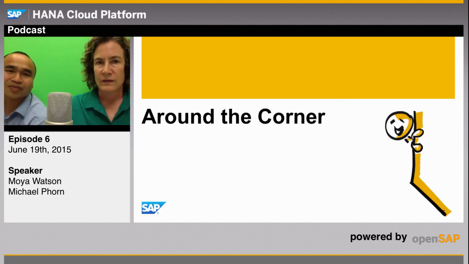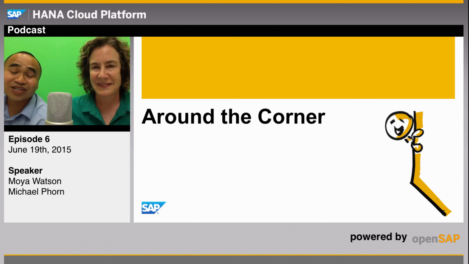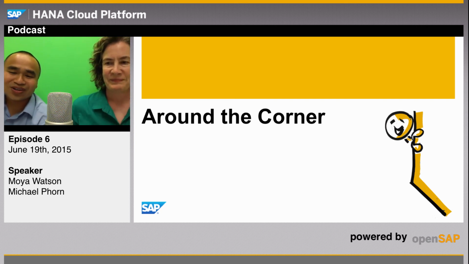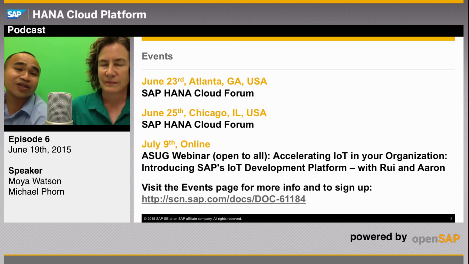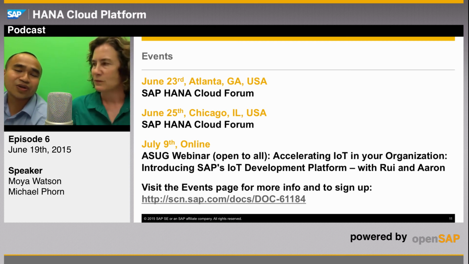Super. All right, so now we're going to take a look at what's coming around the corner. The next HANA Cloud Forum sessions are going to be coming up on June 23rd in Atlanta, Georgia, U.S., as well as in Chicago, and that's happening on the 25th. So again, those dates are June 23rd in Atlanta, Georgia, and June 25th in Chicago, Illinois. Right around the US corner.